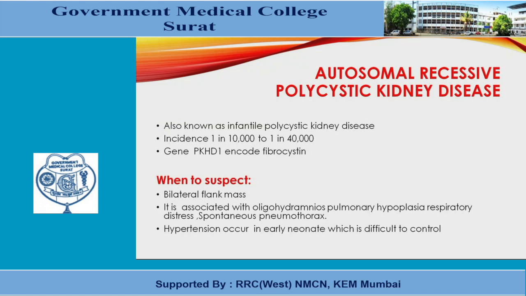Autosomal recessive polycystic kidney disease is also known as infantile polycystic kidney disease, which occurs in the infancy period. Incidence is 1 in 10,000 to 1 in 40,000, due to a defect in gene PKHD1, which encodes fibrocystin. They present with a bilateral flank mass, and it is also associated with oligohydramnios and pulmonary hypoplasia, which presents with respiratory distress. As the lungs are hypoplastic, there are chances of spontaneous pneumothorax, presenting with respiratory distress with shock. Hypertension also occurs in early neonatal life, which is difficult to control.